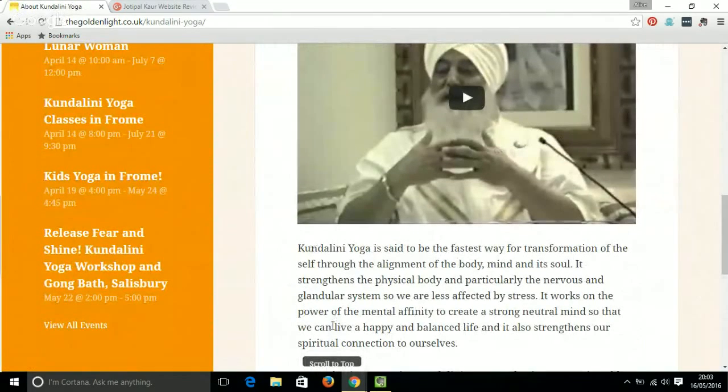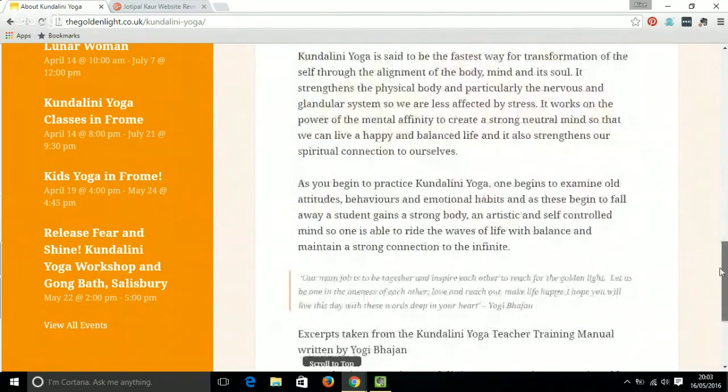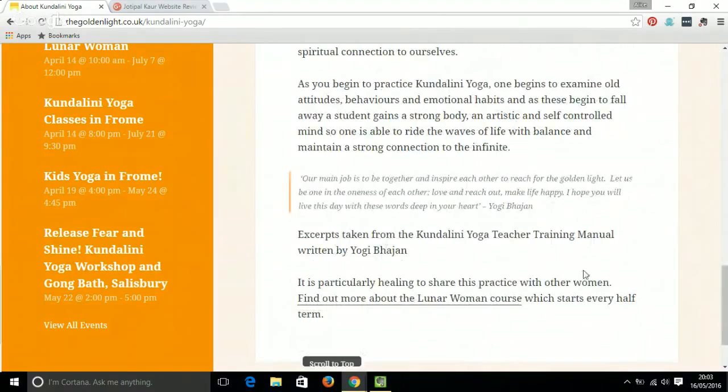You could have maybe 4 images, one for your Lunar Woman course, one for your drop-in class, one for your gong baths, one for your kids yoga, and maybe one for your one-off classes. I don't know, something like that. But make it visual, and then link on and make it by theme rather than by date.